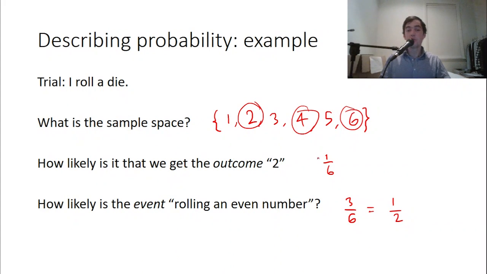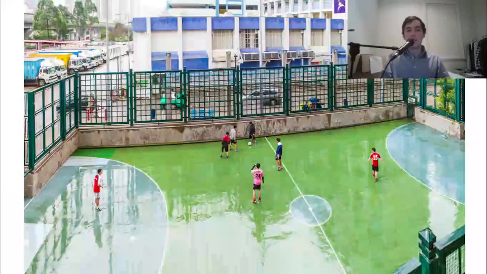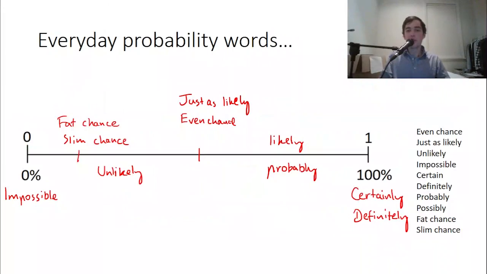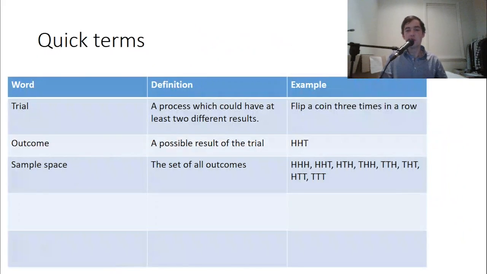Okay, so that's some words that we use to describe probability. Just a quick recap. We've got all these everyday words. Impossible matches up with a 0. Certainly or definitely matches up with a 1 or 100%. And we've got some words like unlikely, likely, just as likely, or an even chance, exactly in the middle. And these ones are not so much used, but I'm sure you'll find some other words that you can put on there as well, just from your everyday life.